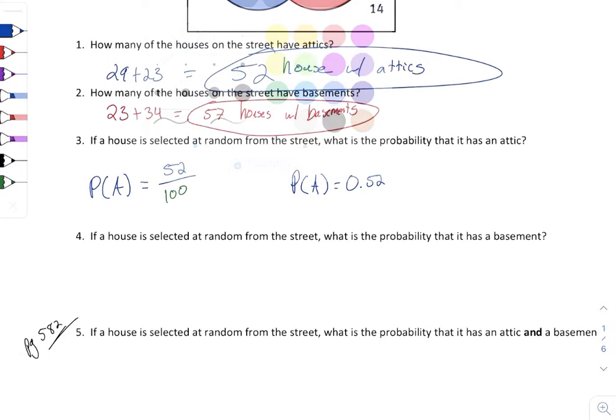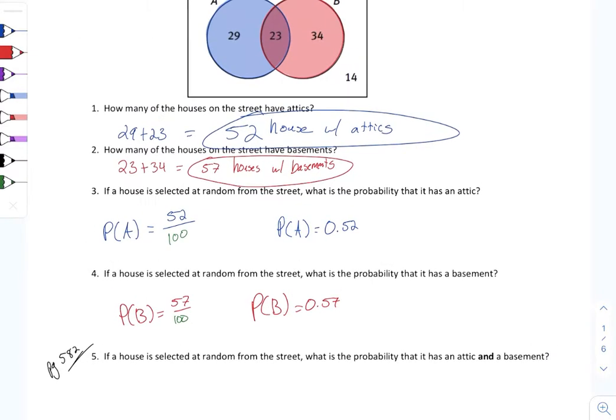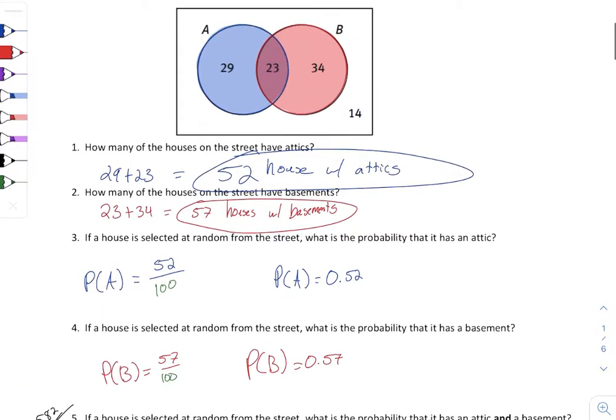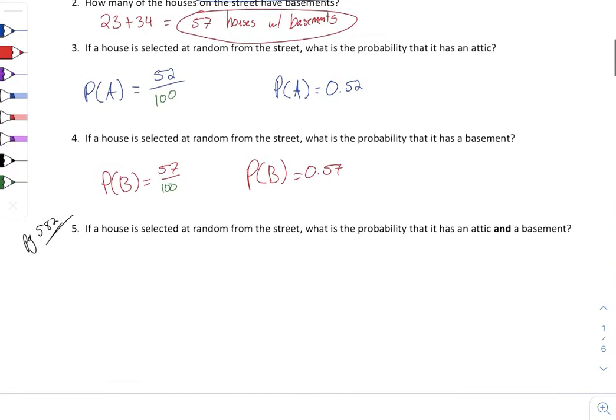Same thing with the basement. We want to find the probability of a basement. We know there are 57 houses with a basement because we found that for number 2. Again, we divide by the total number of houses, which was 100. So the probability of a basement is 0.57. And you technically don't need the 0 there. I don't care which way you do that. So that's a quick rundown of how many basements, how many attics, and the probability of those. It's a review of what we've done. So let's see how this goes further.